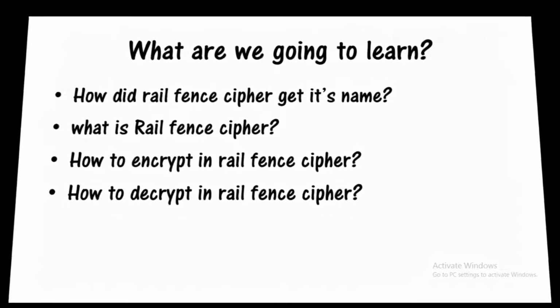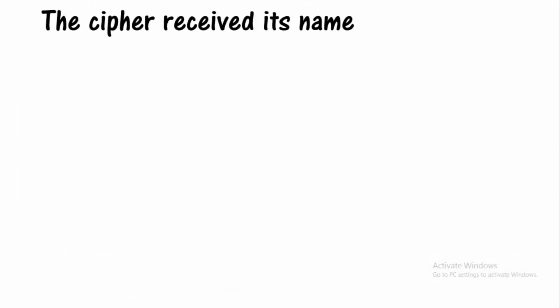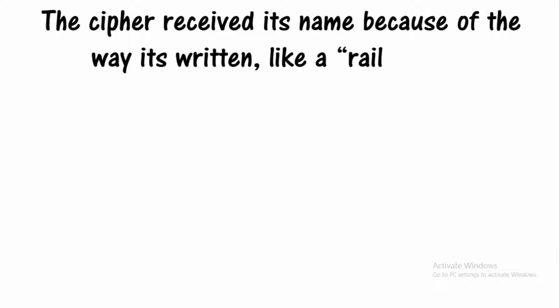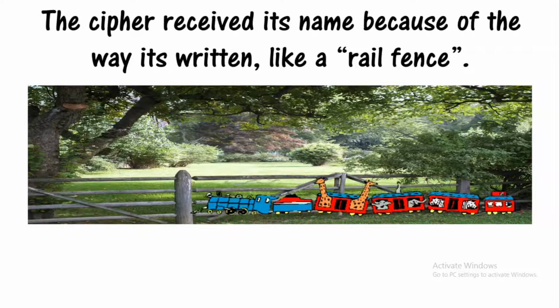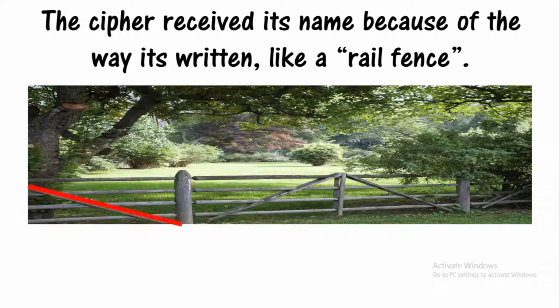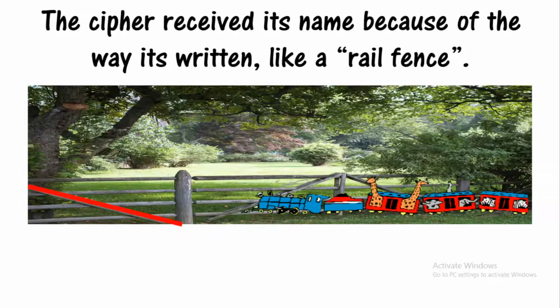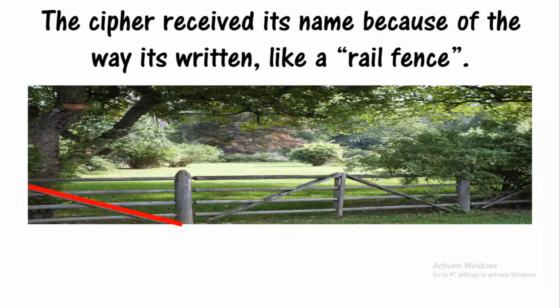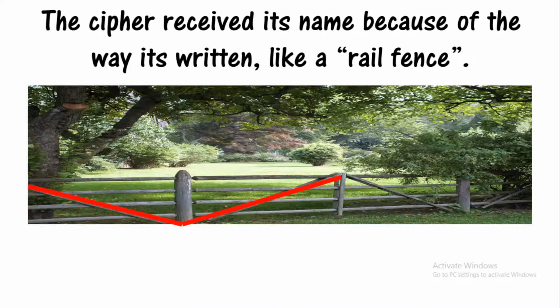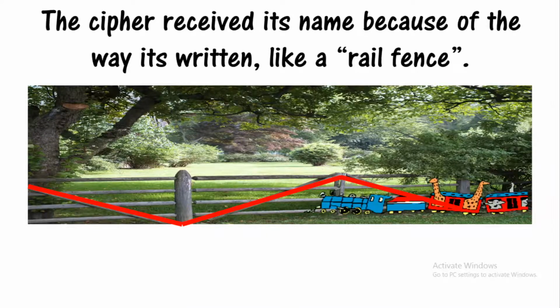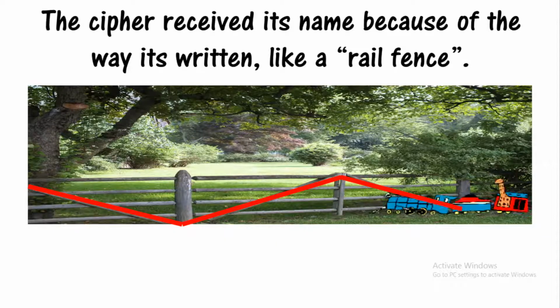So let's get started. First thing, how did the cipher get its name? The cipher received its name because of the way it's written, like a rail fence. It looks somewhat like this. We write the plain text from the top left corner till we reach the lowermost level, and then we go upwards again. Once we reach the uppermost layer, we go downwards again till our plain text is written. So that's the reason it received its name.